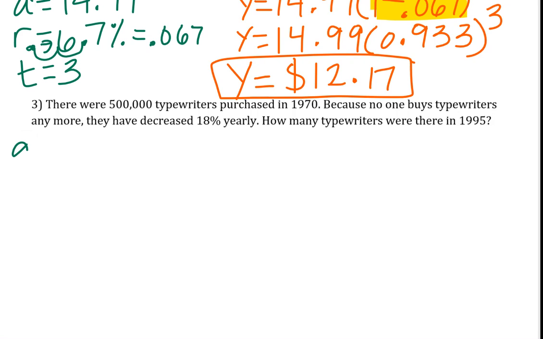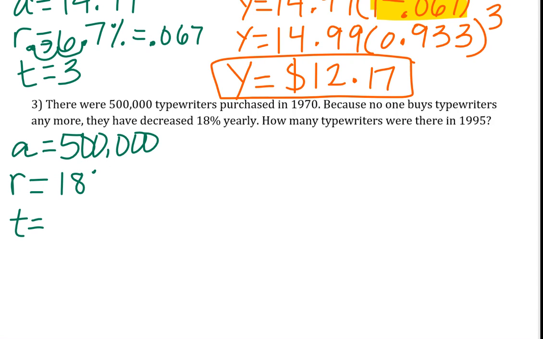Again, I need my 3 variables: initial value, my growth or decay rate, and the number of times. So we're starting off with 500,000 typewriters. The rate that it's decreasing in is 18%. But I need to change that into a decimal, so I move my decimal places 2 to the left, and I get 0.18. Again, you can just put 18% divided by 100 in your calculator, and you will see that you get 0.18 as well.